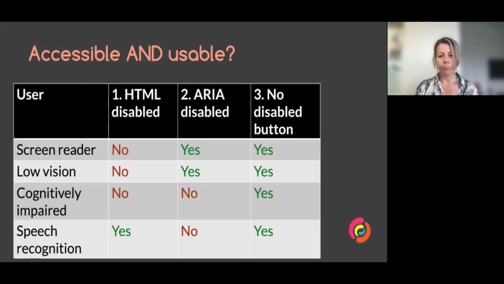The second is the ARIA disabled approach, which impacts 2 out of the 4 of these users. It impacts cognitively impaired and speech recognition users. So it's an improvement on the HTML disabled attribute, but still has potential impacts on some users. How about the last approach? That's the approach of not using disabled controls at all, but providing that feedback by error validation messages if necessary.